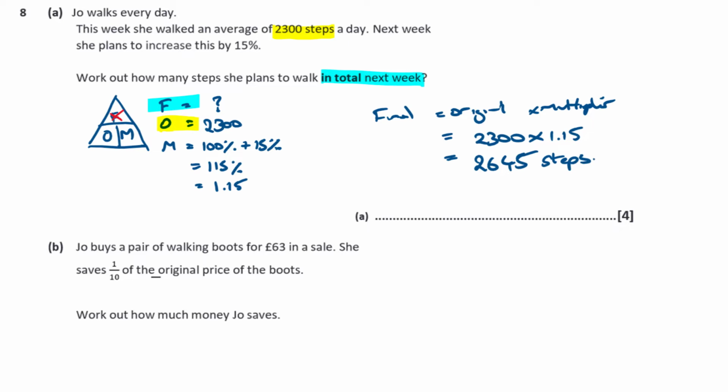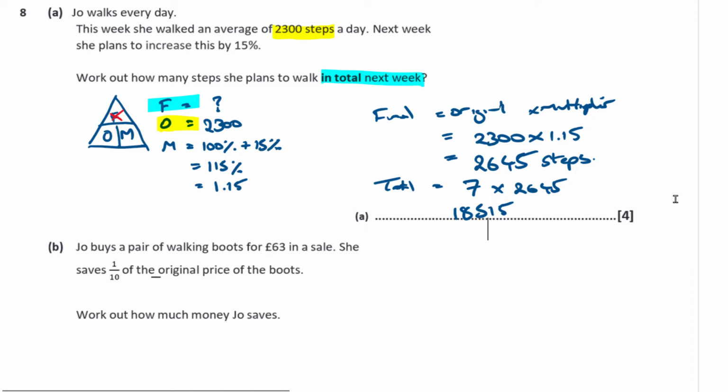Okay, I'm not quite finished yet, have I? I just reread the question. So she's doing 2,300 steps a day. Next week she plans to increase it by 15%, so she's going to do 2,645. Just rereading the question, it says work out how many steps she plans to walk in total next week. Okay, so I almost missed that. So in total, well, there are 7 days in the week, aren't there? And 2,645 steps each day. So taking my total and times it by 7, that's 18,515. Oof, lucky, I almost missed that.